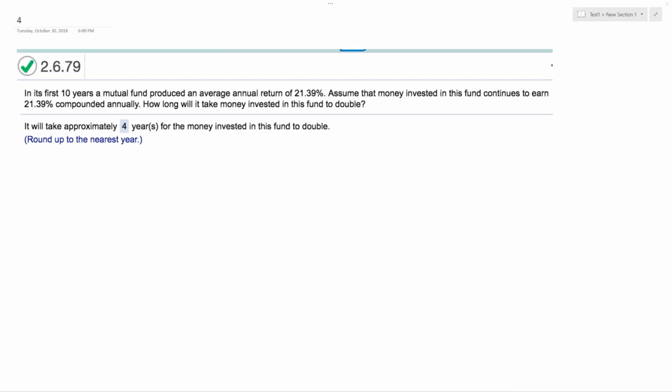All right, so in its first 10 years, a mutual fund averages 21.39%. Assume that the money in this fund continues to earn the same. How long will it take for the money in the fund to double?